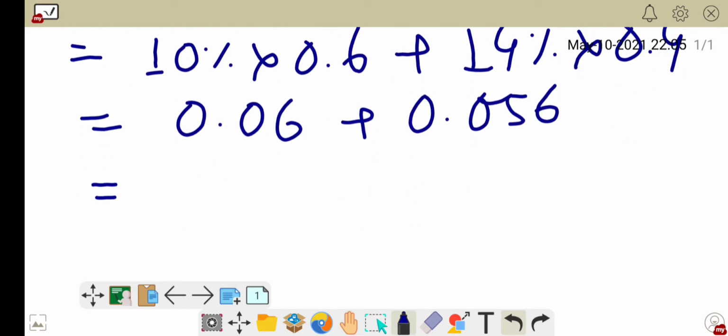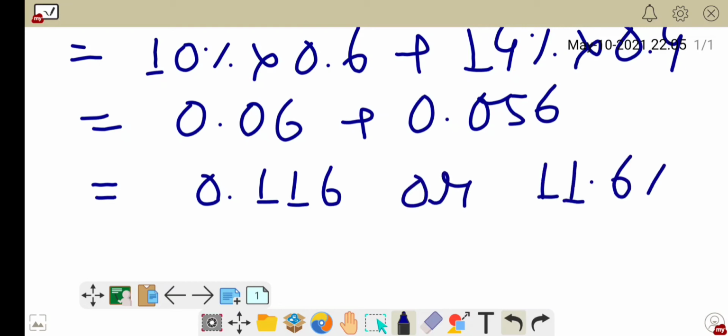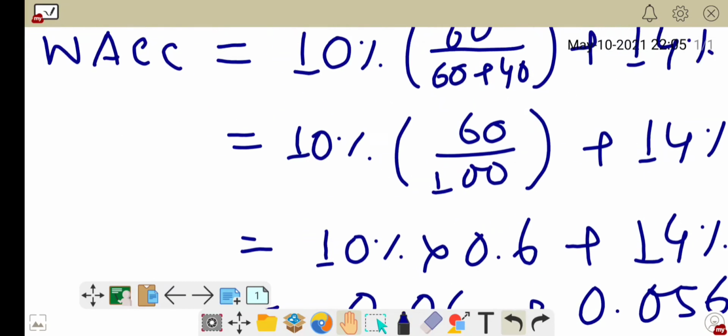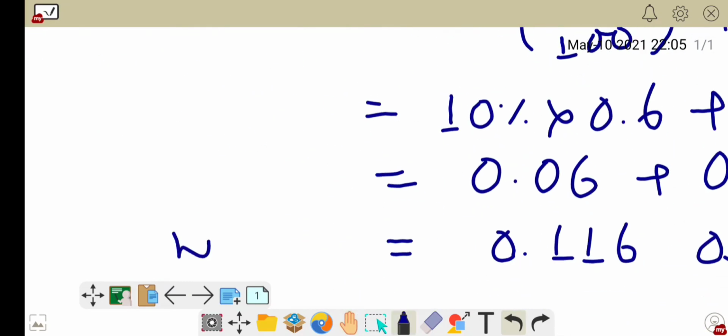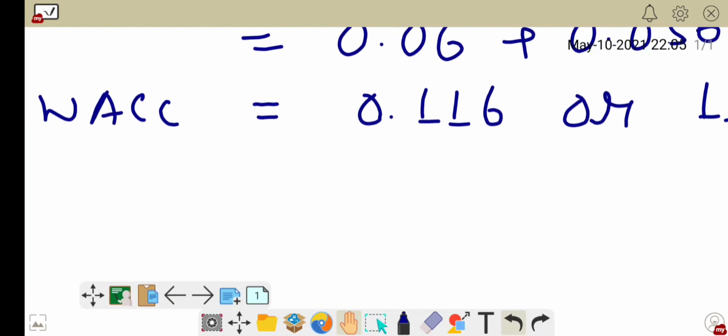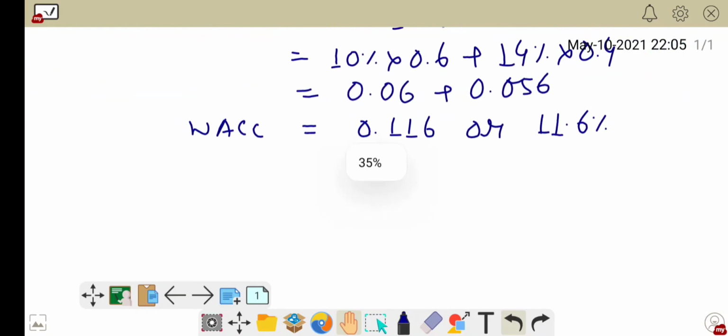And this amount will be 0.116 or 11.6%. So here it is, the calculation of WACC, weighted average cost of capital. Okay, here it is. So we have collected all the elements to calculate EVA. So now we will make this calculation.